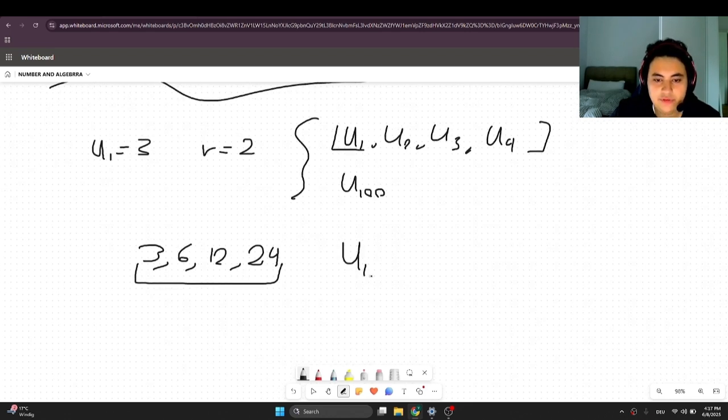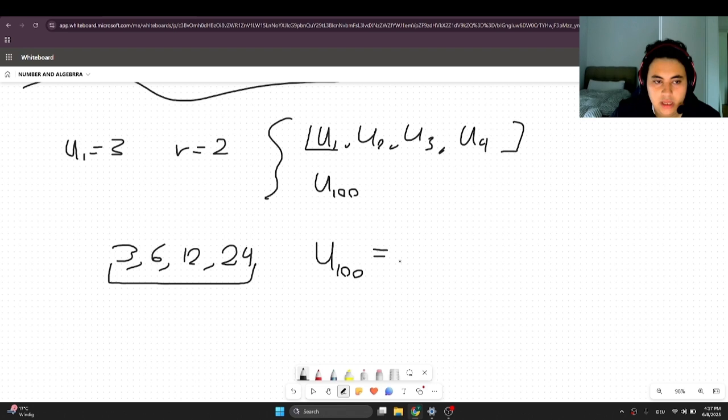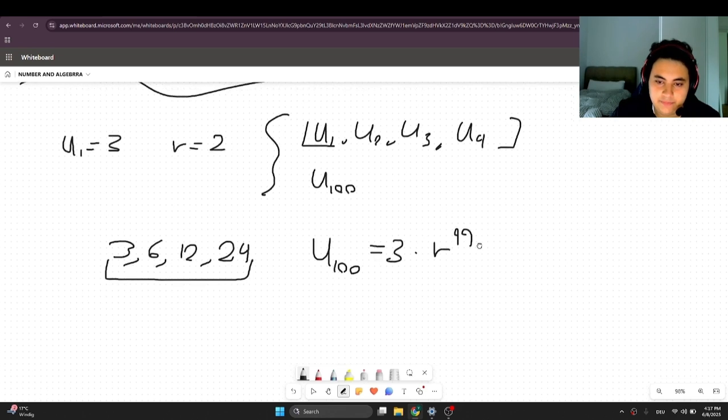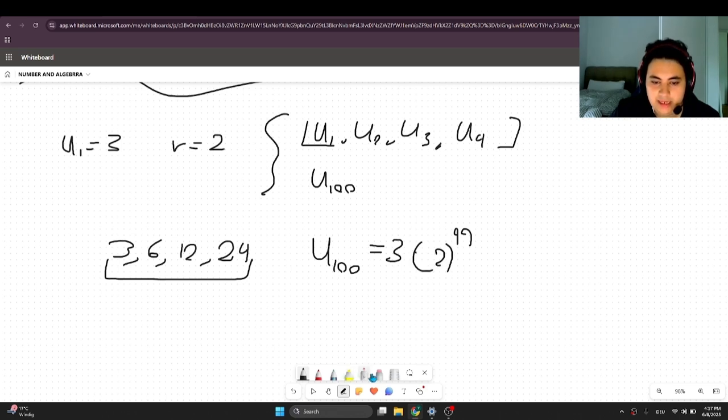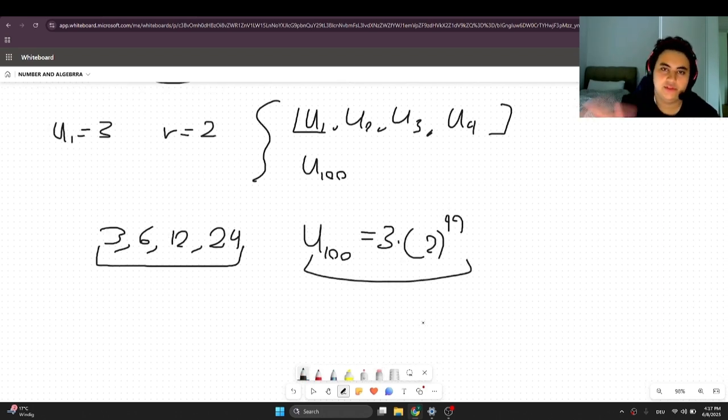Now for u100, we write u100 is equal to u1, which is 3, multiplied by r to the power of n minus 1. So 100 minus 1, which is 99. The common ratio is 2, so it's 2 to the power of 99. Of course, that's going to be a very big number, so we're just going to leave the answer like this because we don't want to deal with writing all of that.